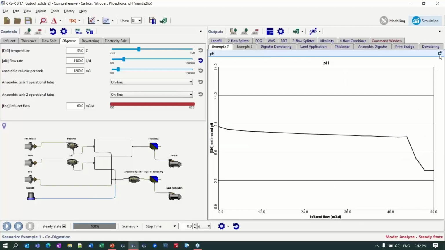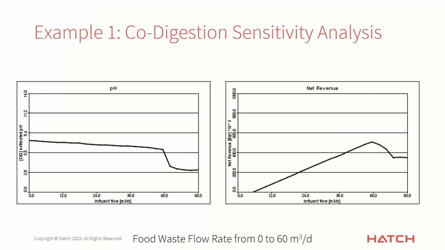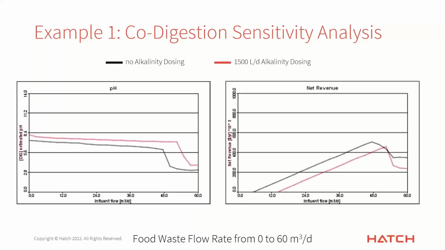So let me show you the slide where I've got the previous run here, the pH and the net revenue, and then the red run is the one that I just did. So with the alkalinity dosing turned on. So you can see immediately, we started out above where we were before, and we got a little bit more mileage out of this here. We can accept another 5 to 10 meters cubed per day of FOG because we're managing the pH a little better. But now let's look at the net revenue.